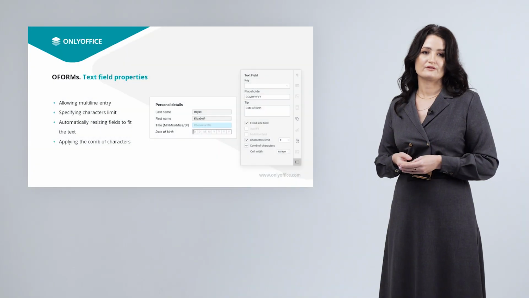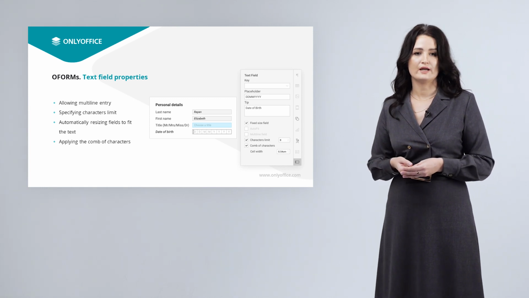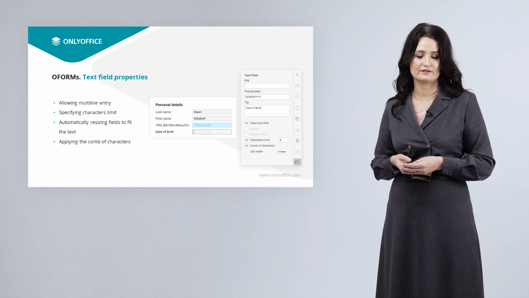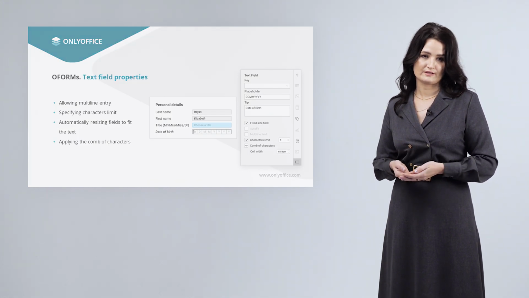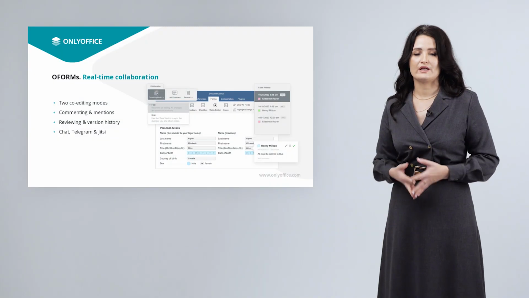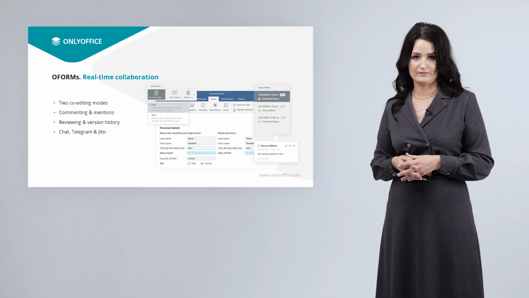For a text field, there are some additional important settings. It's possible to allow multi-line entry, specify a character limit, and set automatic field resize to the text. Besides, you can apply the comb of characters, which spreads the user-defined text evenly across the width of the text field. What's really great and important for all forms is that you can build forms together with your teammates.